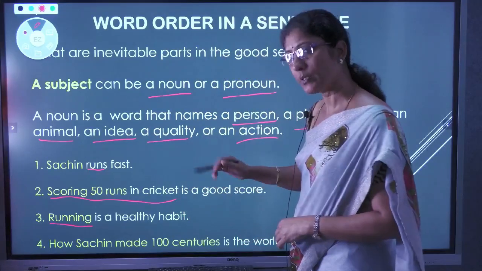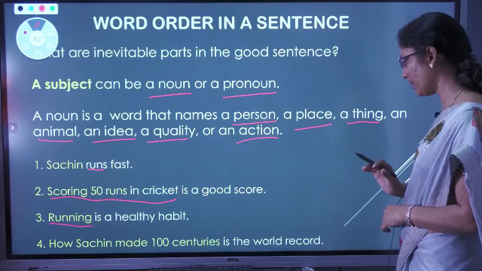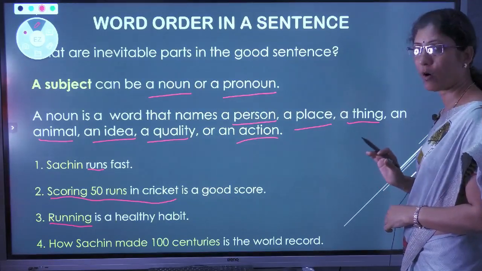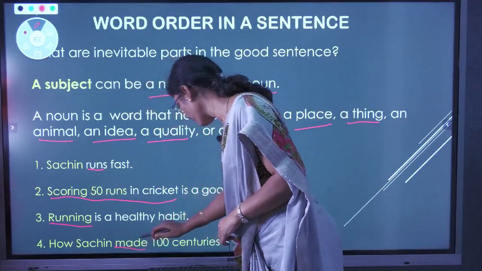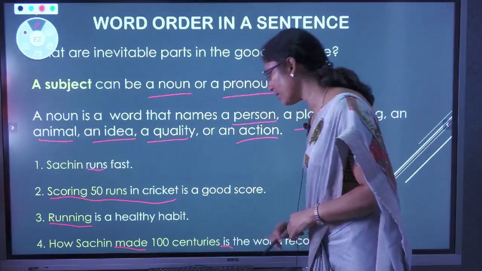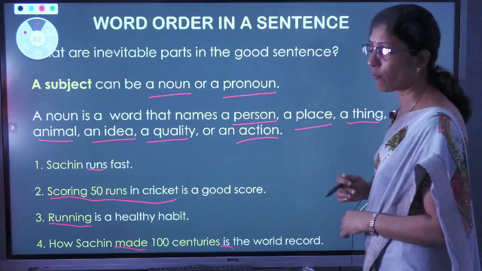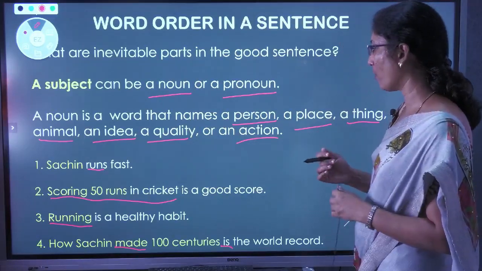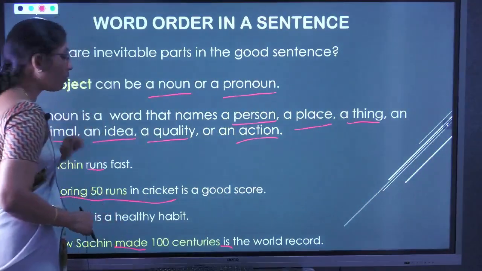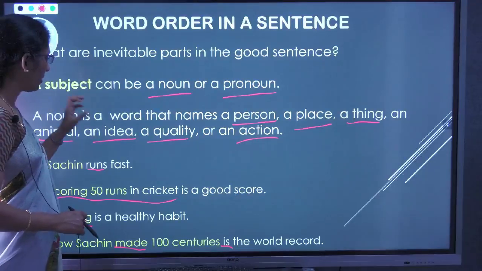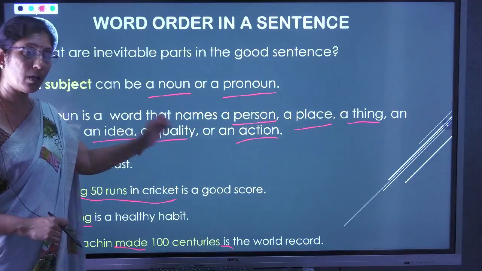Let us see all the examples and then we'll go with the explanation. How Sachin made 100 centuries is the world record. What is this here? Already made is here and then is a linking word here. Why in a simple sentence are there two verbs? You might have got a question. Now let us go back. Already we came to know that a noun is a word that names a person, a place, a thing, an animal, an idea, a quality or an action.